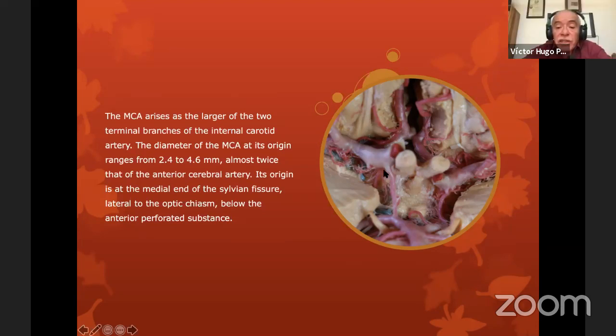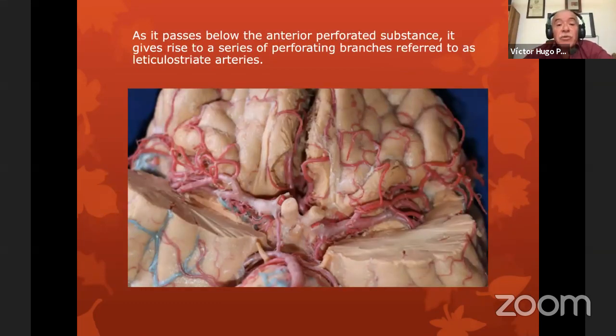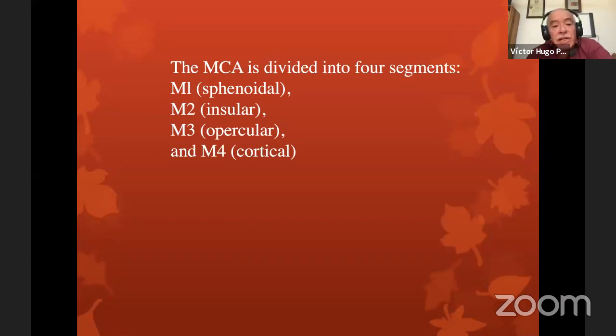Here we have the optic chiasm, lateral is the beginning of this middle cerebral artery, and below the anterior perforated substance. As it passes below the anterior perforated substance, like here, it gives rise to a series of perforating branches referred to as lenticulostriate arteries. In other pictures, we are going to see these beautiful, very beautiful arteries. I am impressed about these lenticulostriate arteries. This middle cerebral artery is divided in 4 segments, M1, M2, M3, and M4, sphenoidal, insular, opercular, and cortical branches, or segments.